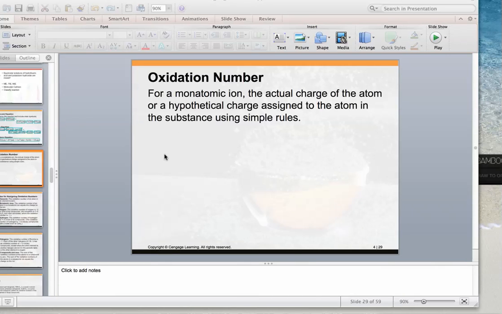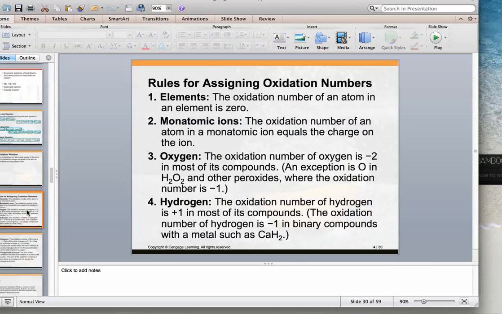So oxidation number rule number 1 I think is only common sense. If I have a monoatomic ion, the charge of the atom is the charge of the ion is the oxidation number of the atom. So when I have Mg2 plus, it has an oxidation number of +2. If you have an element in its standard state, the oxidation number is 0.